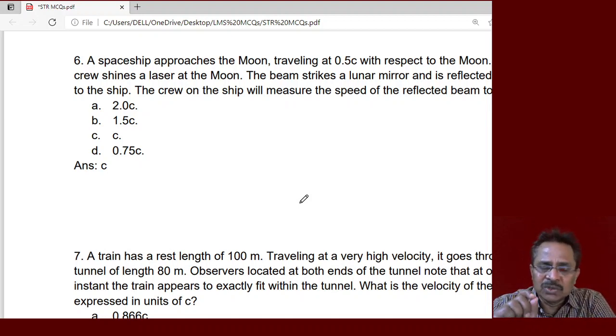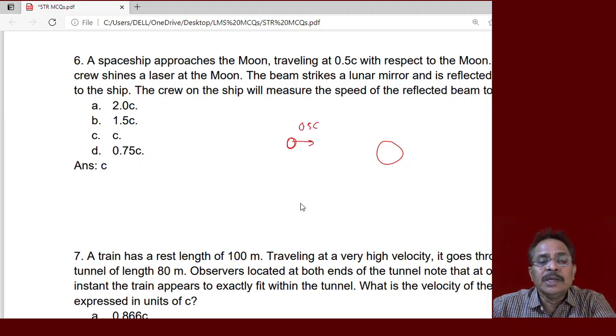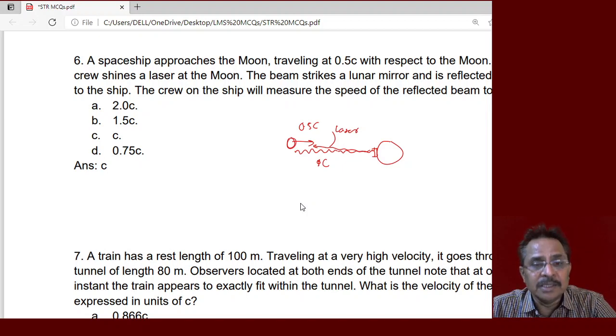So remember, again, there is no need to do any calculation. You can assume that this is the situation. This is the moon here. This is the spaceship that is traveling towards the moon with a speed of 0.5c. It flares a laser light with a speed of 1c. A mirror is kept here, and this beam falls here and gets reflected back. Now what will be the velocity of this laser beam according to an observer on this particular spaceship? Again, no need to do any calculation here.